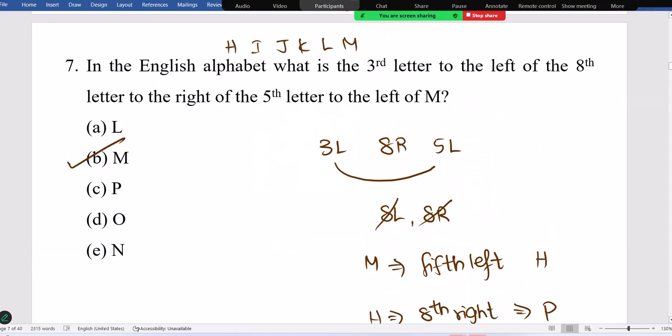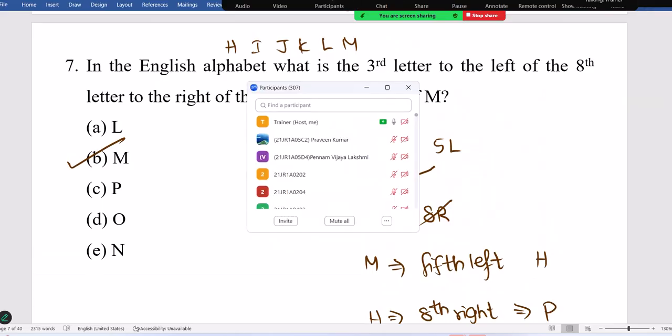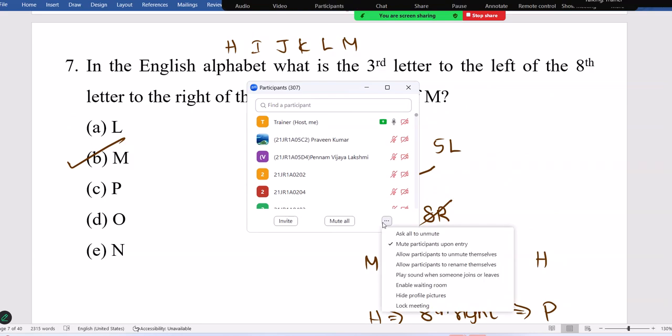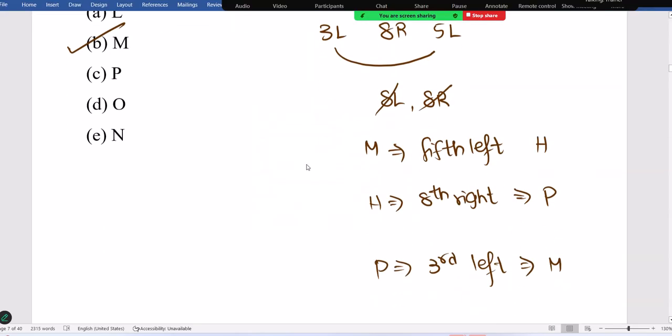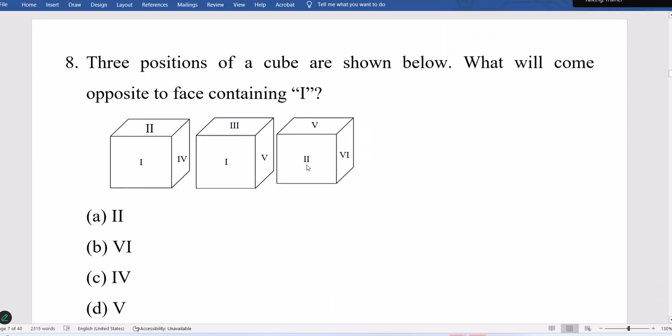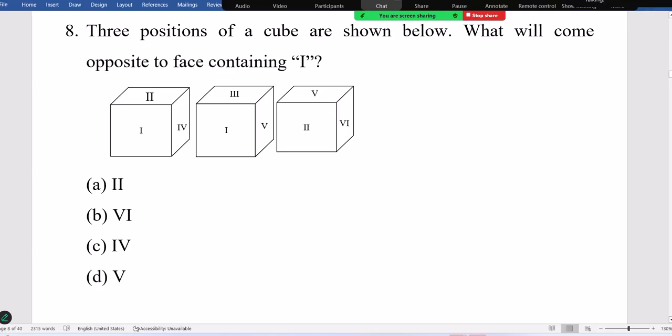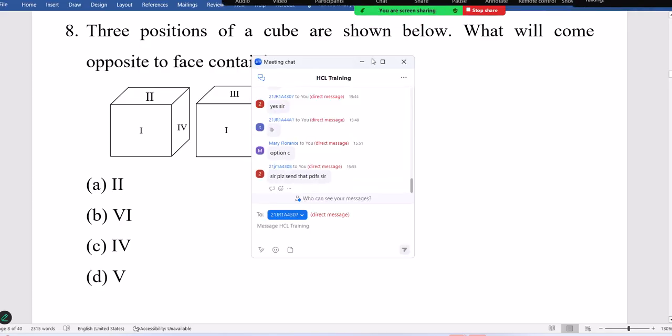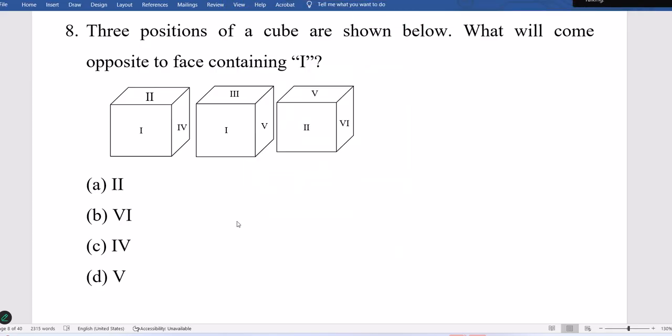No need to raise the hand. As I mentioned earlier, no need to raise hand. We'll allow you people at the end. Let's see the next question, the eighth one. We are anyhow sharing the document in your group.